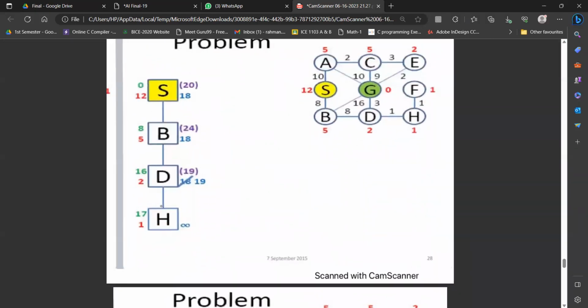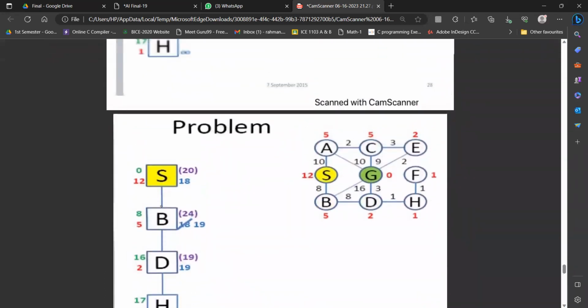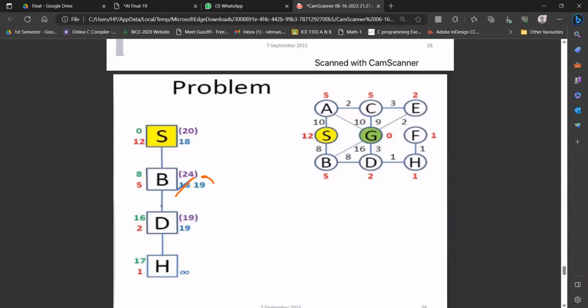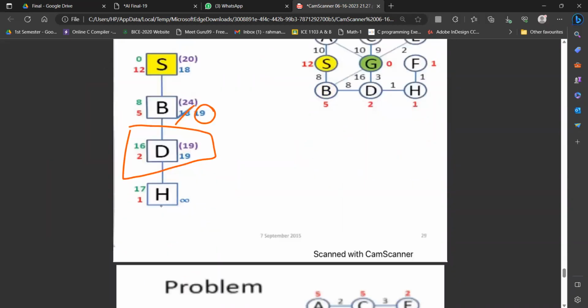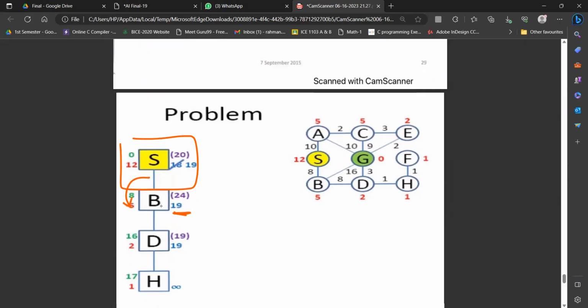Another thing is that you need to update 18 with 19 also because the only child left for B is D, remember? And then eventually you need to update this also with 19 because the only child left for S is B and the value of B is 19, right?